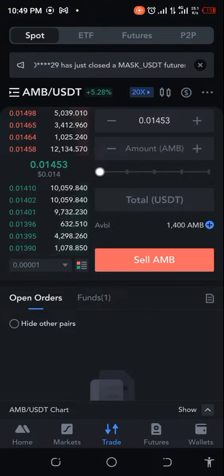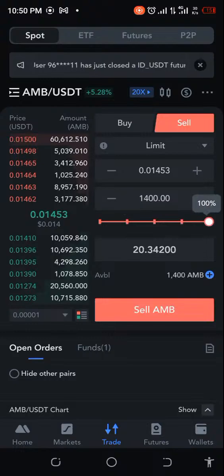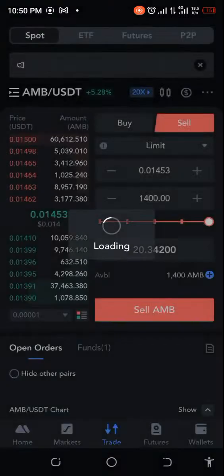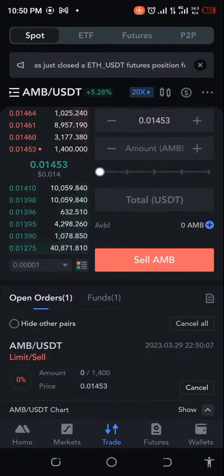Okay, so we're going to be in the queue for some time. So let's go ahead and put in the 100%, and let's get this sold. Okay, so let's see how this goes once again. We're going to be in the queue. We don't have a choice about that. All right, so we're currently in the queue. Let's see how long this takes, and I'll be back to give you the results.